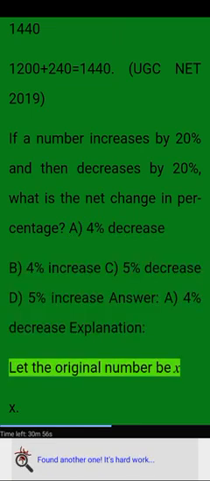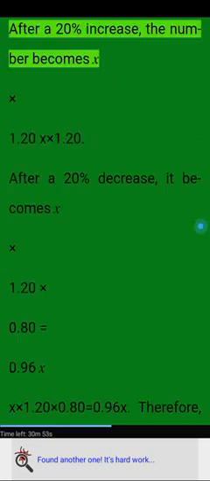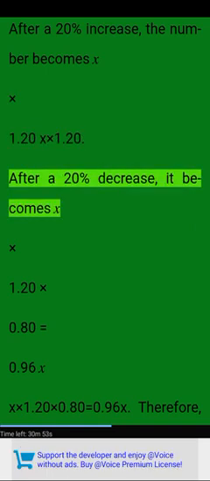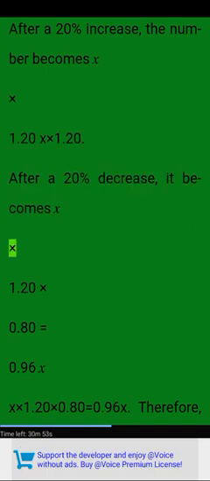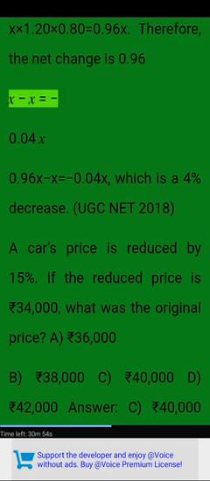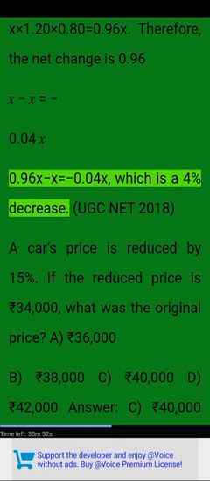Explanation. Let the original number be x. After a 20% increase, the number becomes x times 1.20. After a 20% decrease, it becomes x times 1.20 times 0.80 equals 0.96x. Therefore, the net change is 0.96x minus x equals minus 0.04x, which is a 4% decrease.